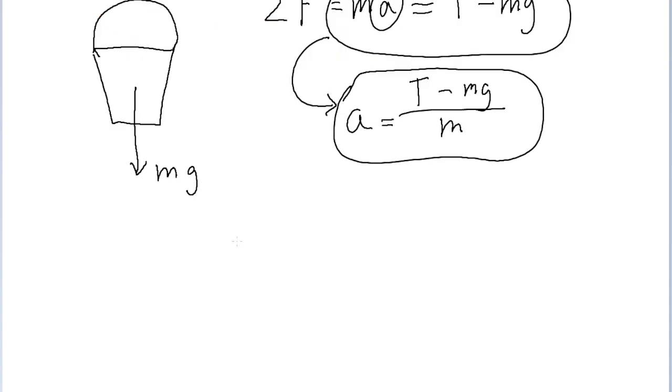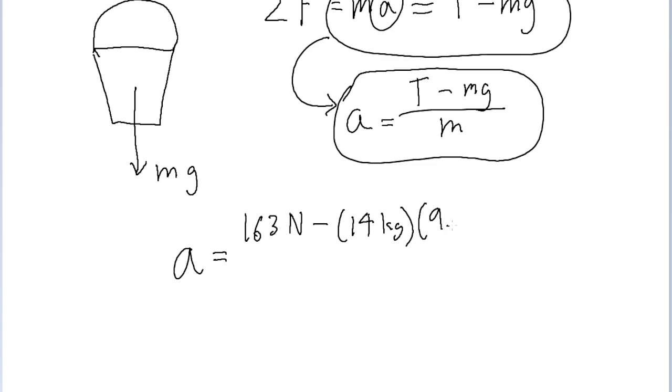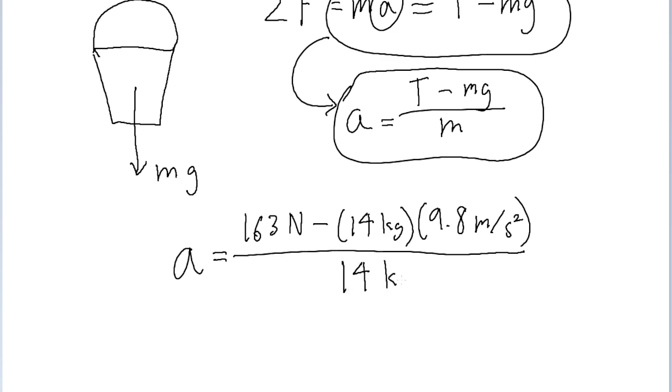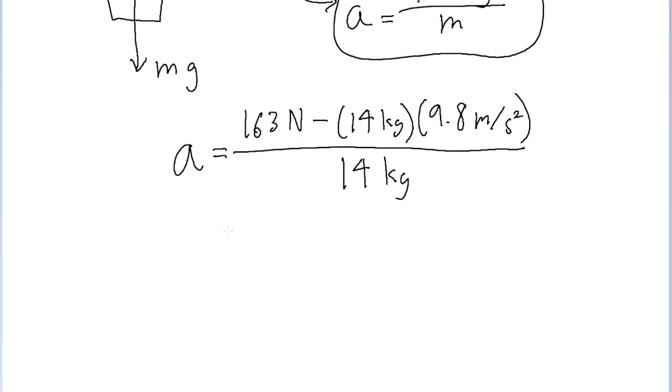So all that's left for us to do is plug our values into a calculator. So acceleration is equal to tension, which was given in the problem as 163 newtons, minus the mass of the bucket, 14 kilograms, multiplied by g, so acceleration due to gravity, which has a typical value of 9.8 meters per second squared. And then we divide all of this by the mass of the bucket, which is once again 14 kilograms. If we put this into a calculator, then we get a value for the magnitude of the acceleration as 1.8 meters per second squared.